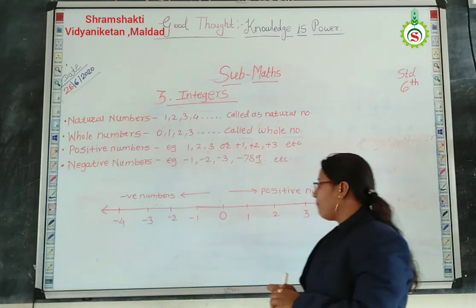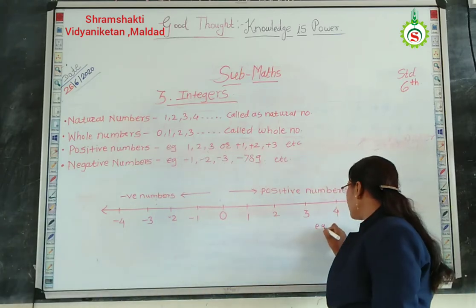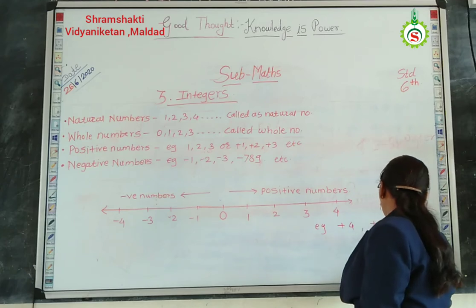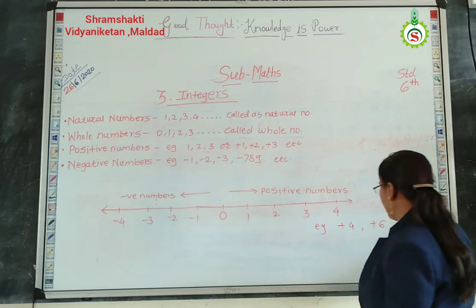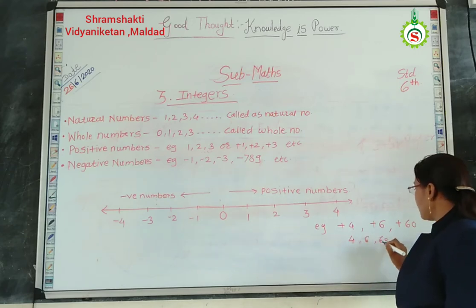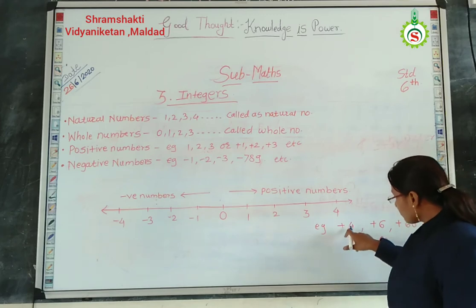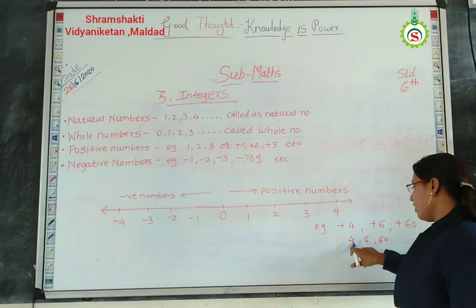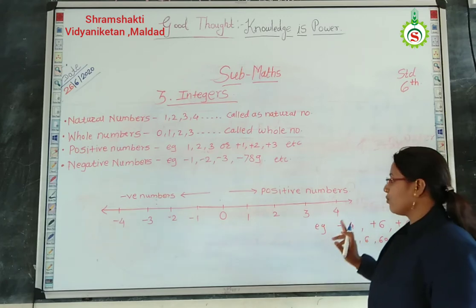A positive number is written as plus 4, plus 6, plus 60 like this, or we can simply write it as 4, 6, 60. The plus sign is written in front of the number, or it may not be written.